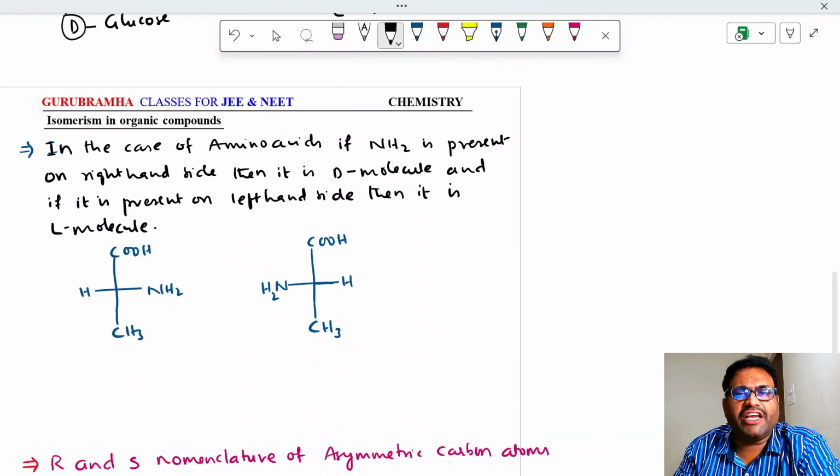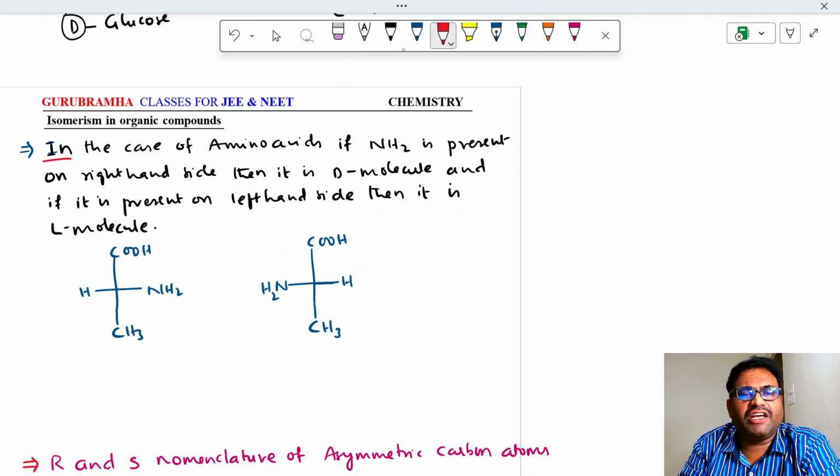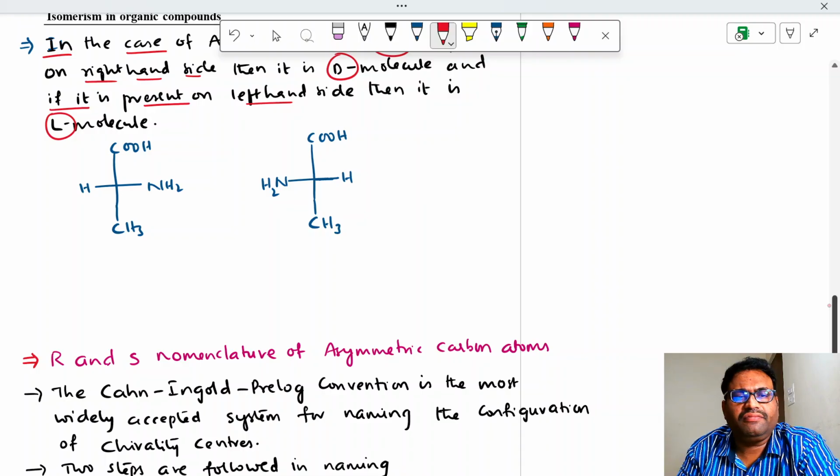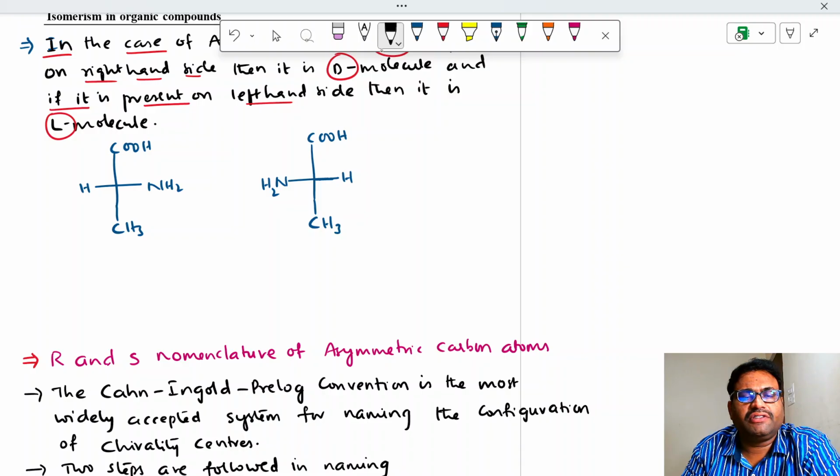Next, coming to the case of amino acids. In the case of amino acids, if NH2 is present on the right hand side, then it is a D molecule, and if NH2 is present on the left hand side, then it is an L molecule. Simple thing. Okay. Where is NH2 present here? This is an amino acid. What amino acid? Alanine. Where is NH2? NH2 is present on the right side. So it is D-alanine.